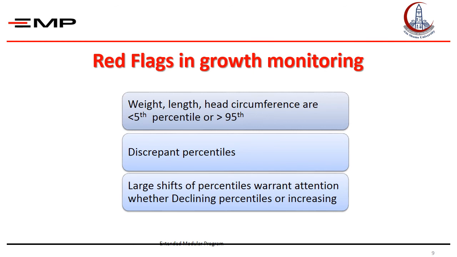The third point is that if during growth monitoring you noticed large shifts of percentiles, this also warrants attention, whether declining percentiles or increasing. For example, if the skull circumference was on the 10th centile, then with monitoring it is on the 95th centile over 1 month. This needs investigation.